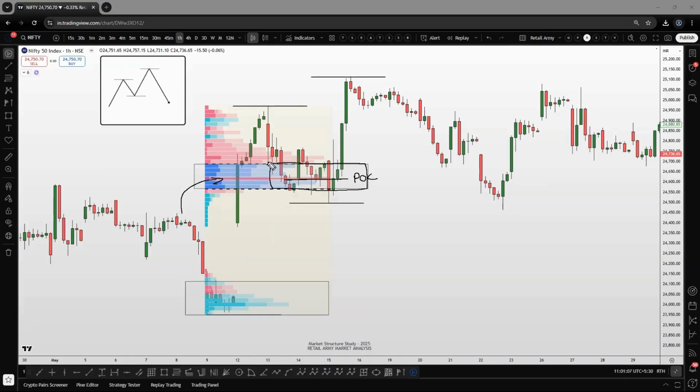What does this mean? POC means point of control, the most valuable area, where the most valuable transactions have taken place. What exactly happens here? The retail is looking for long opportunities because they have missed this rally. What is the smart money doing? They are dumping their positions here.